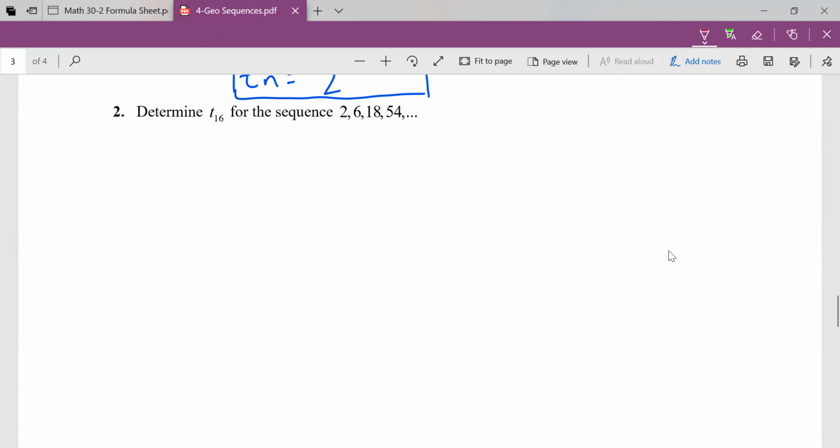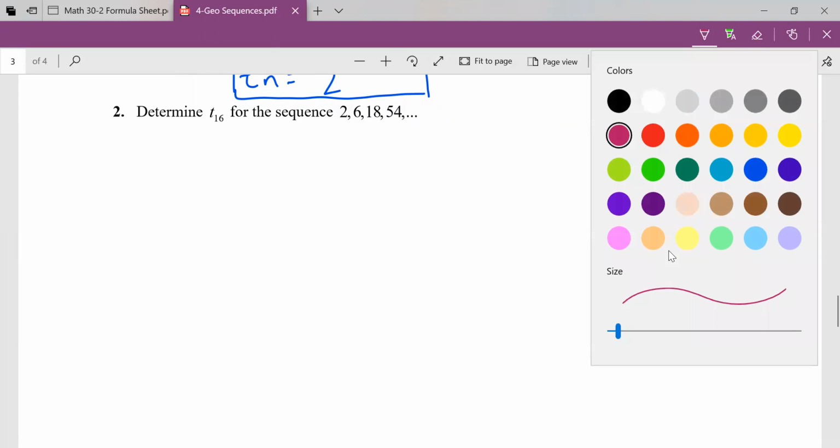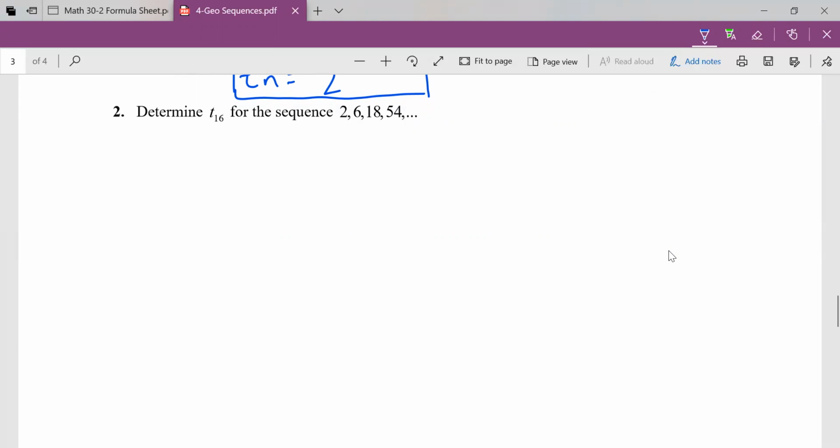Determine term 16 for this sequence. Well, first thing I want to identify is that this is geometric. I'm multiplying each term by 3. So it's geometric. Perfect. Write down my general term, or my formula. Okay, sub in my values. Well, what am I looking for here?